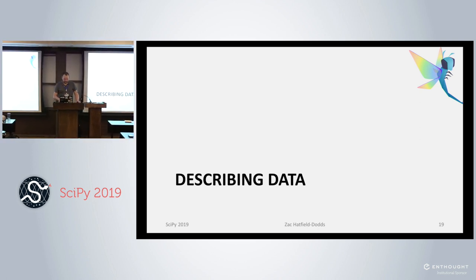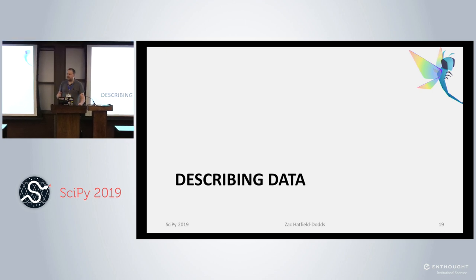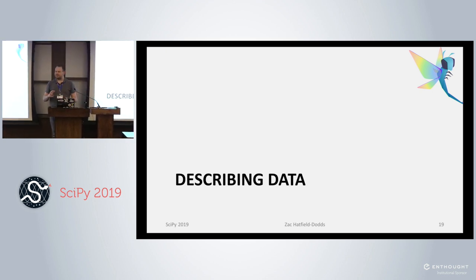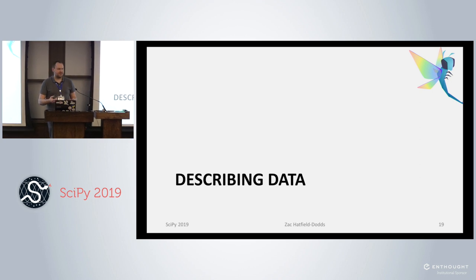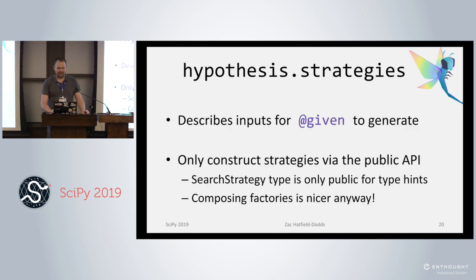Excellent. So block 2 is about going into a little more detail about how we describe data with hypothesis. That strategies module that you've all gotten hands on with now. So as we all know, the hypothesis.strategies module is how we describe inputs that the given decorator can then generate for us. The caveat here is you should only construct strategies via the public API. There's a type provided, but use it for type hints, but not for other things. We think this is a nice API too, so you should enjoy using it more than trying to do custom things.